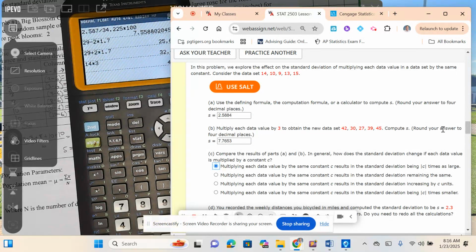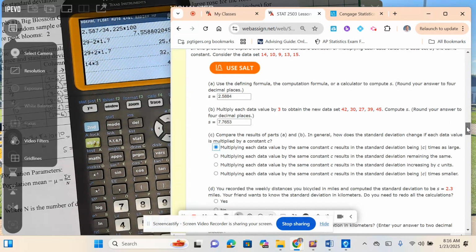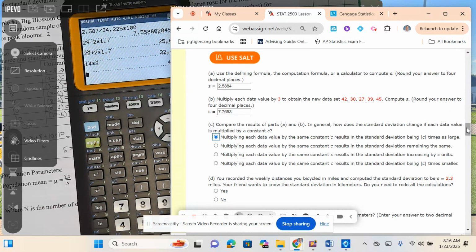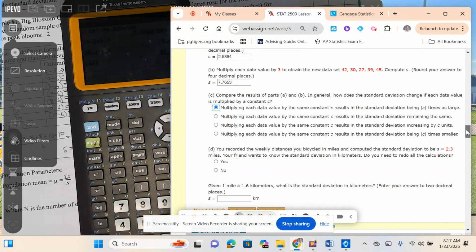It's just like if I had a 50-point test and student A got 45, the highest, and the lowest got a 20. If I multiply them by 2 to make a 100-point test, then it's 90 to 40. So now the spread becomes twice as big in the scores.